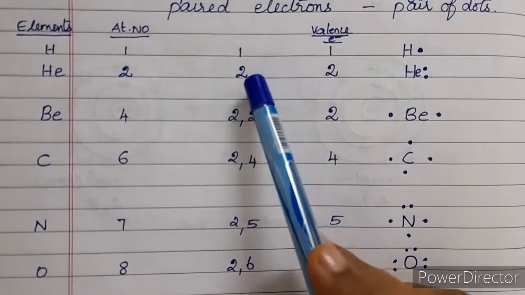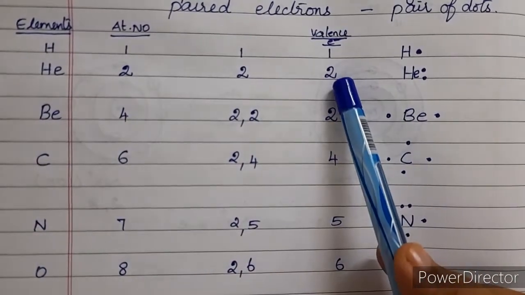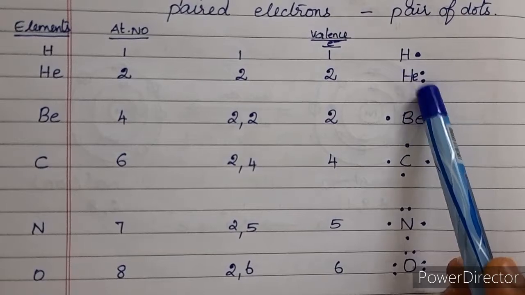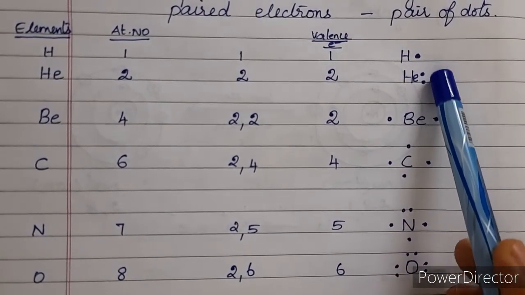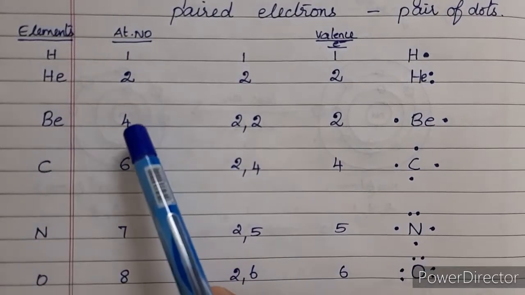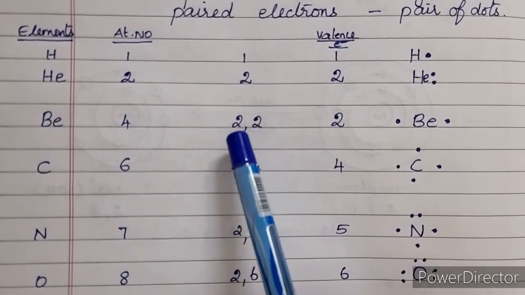Next comes the helium. Atomic number is 2. Electronic configuration is 2. There are 2 valence electrons. So He, and you have 2 dots. So this represents the paired electrons, right? Now beryllium, atomic number is 4. Electronic configuration is 2, 2.